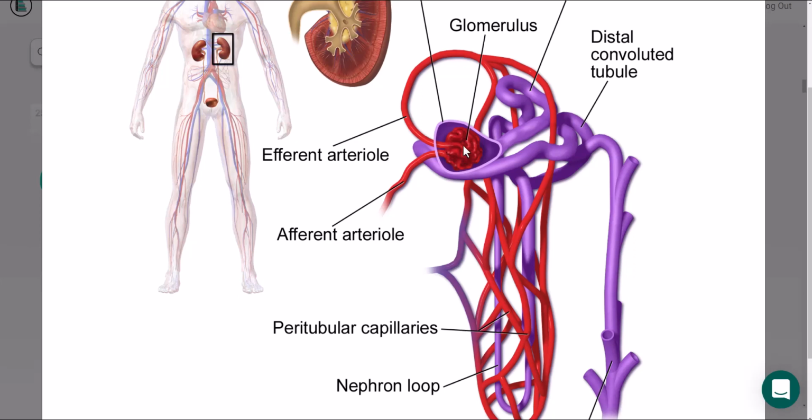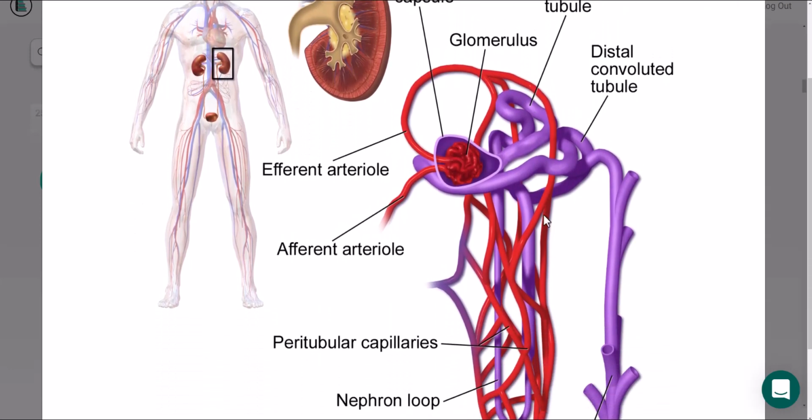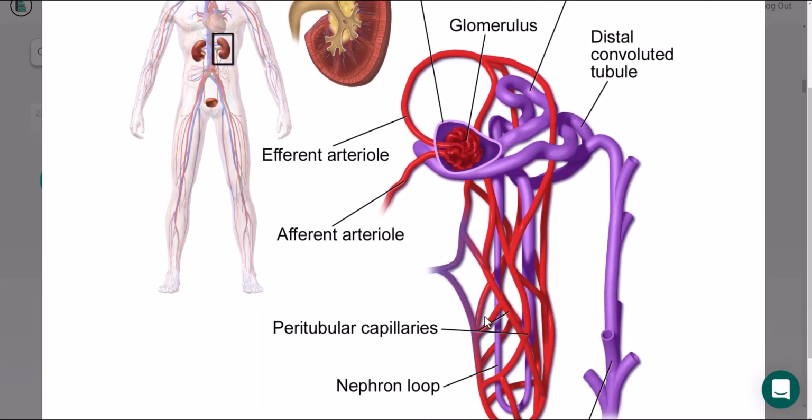Blood that does not get filtered out is going to leave the glomerulus out the efferent arteriole. Again, red blood in, red blood out, still oxygenated. The efferent arteriole then swings around and goes to this set of capillaries that we see around the tubes, and that is the peritubular capillaries. Peritubular capillaries, as the name suggests, going around the tubes.